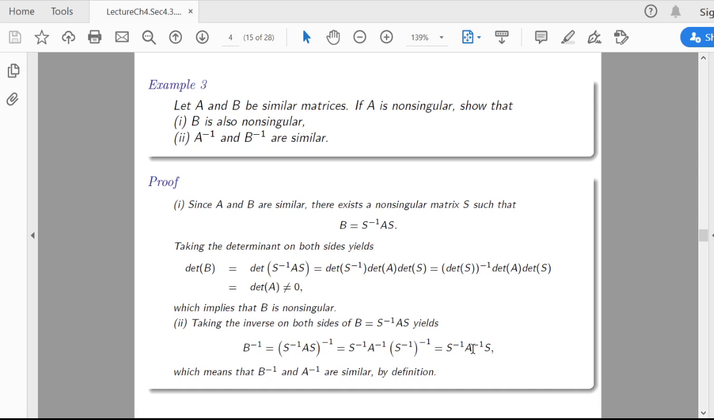From this, we can say this side is A inverse multiplied by, from the left, the matrix S inverse, and on the right side, S. So it is the same matrix, one taking the inverse, the other the matrix itself. Based on the definition of similarity, we can say A inverse and B inverse are similar. So we prove the second part.